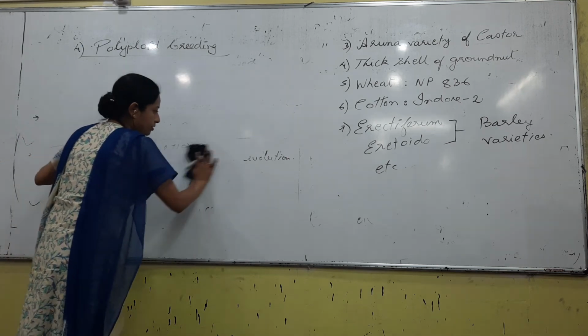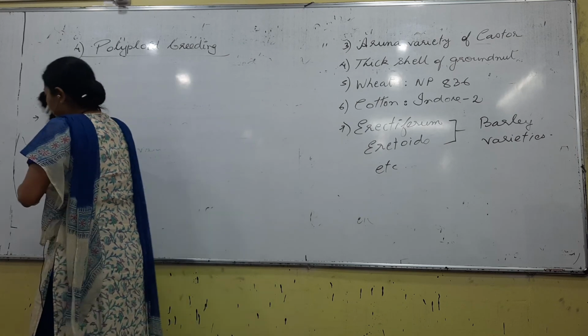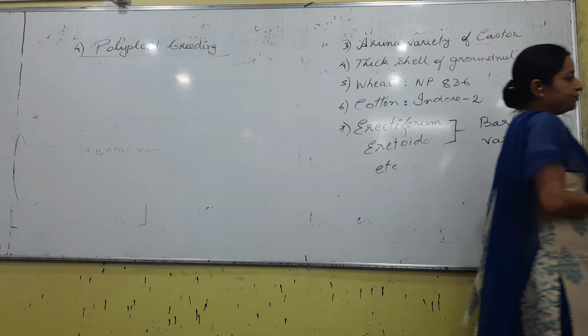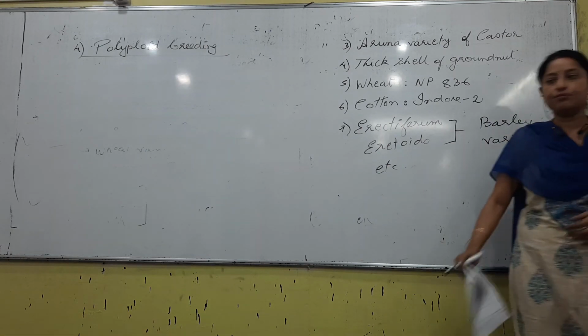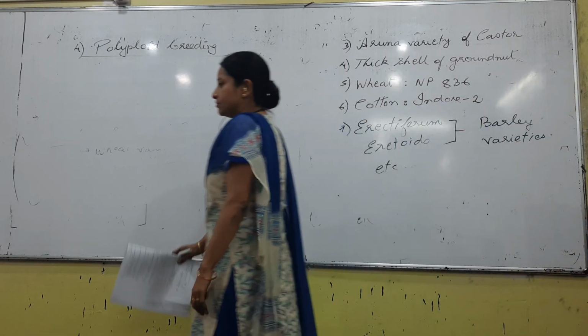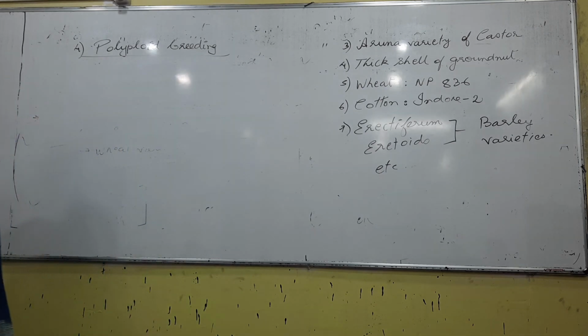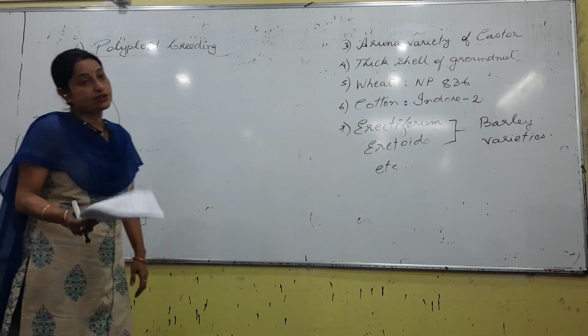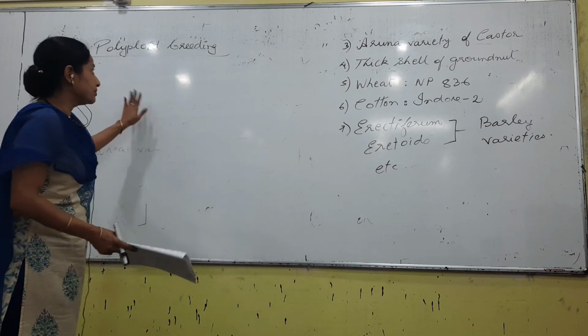So we are talking about the methods of crop improvement. The last one is polyploid breeding. So how can you improve a crop? We can improve a crop by the process of polyploid breeding also. We can improve a crop by hybridization also. We can improve a crop by mutation breeding also, right? So polyploid breeding.